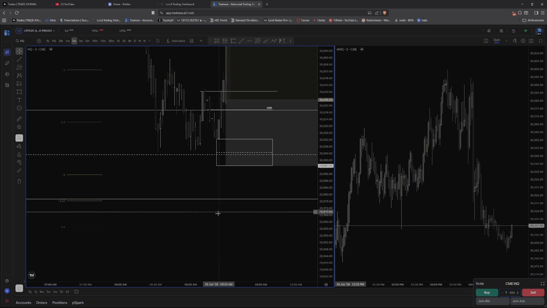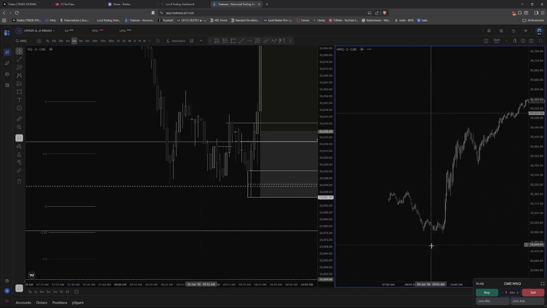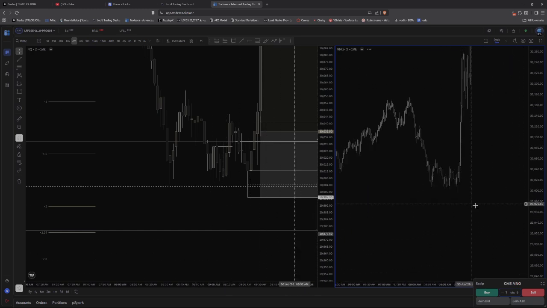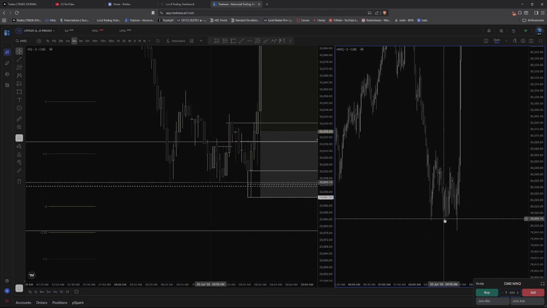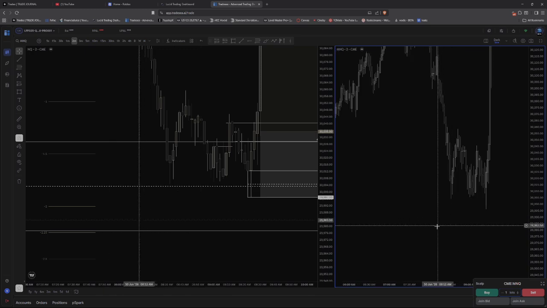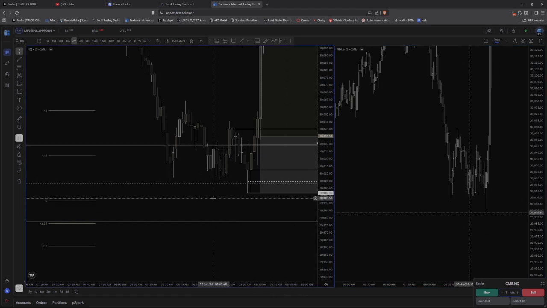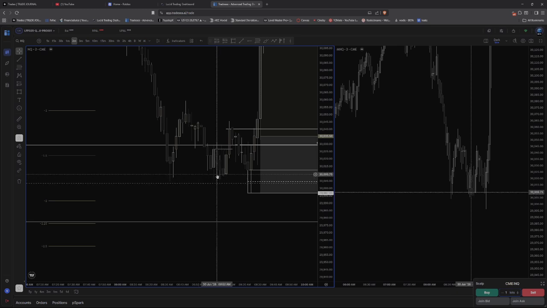Let's say this, for example, right? This changes state delivery. Why is this a bad entry? Well, one, we didn't even tap the CE yet. Two, I don't think there was even an SMT here. Yeah, there's no SMT here, right? If there's no SMT, it's probably going to be a low probability entry, right? And this is especially so if you don't tap the CE of this PD array.